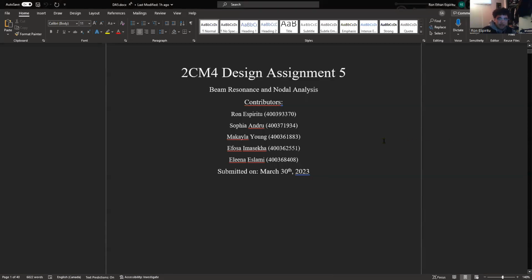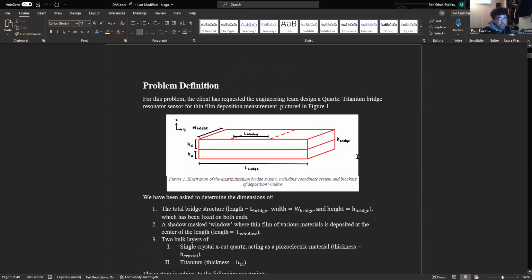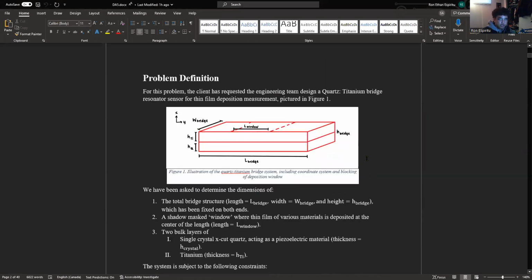Hello, I'm Ron Espiritu, and I work with the members on screen to complete the fifth design assignment of the semester. The goal of our assignment is to find the ideal bimorph bridge dimensions, which are its length, width, and height, that maximize the longevity of our bridge.